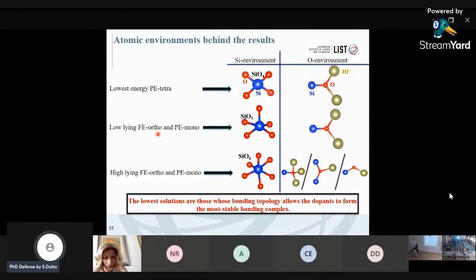When we looked at the low-lying ferroelectric and paraelectric monoclinic phases, we saw that the typical silicon coordination is SiO5, and SiO6 is even seen in the higher energy ferroelectric and paraelectric monoclinic phases. So what this suggests is that the lowest energy solutions are those whose bonding topology allows the dopant to form stable bonding complexes.